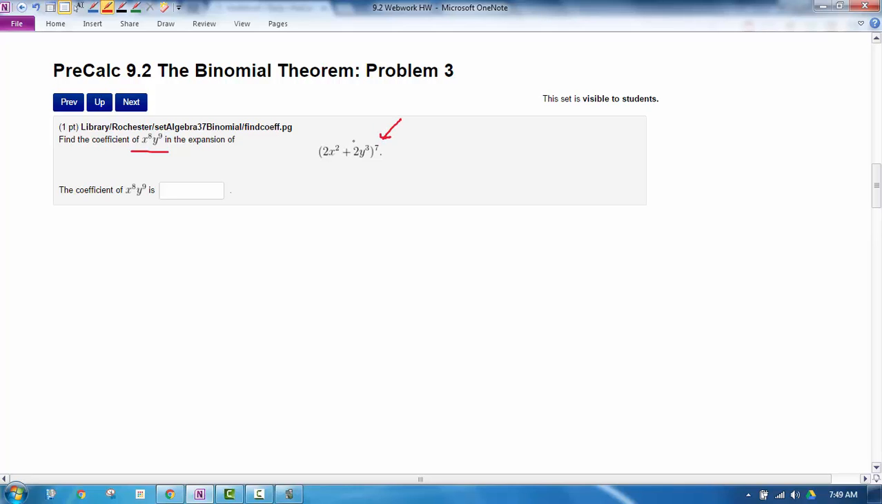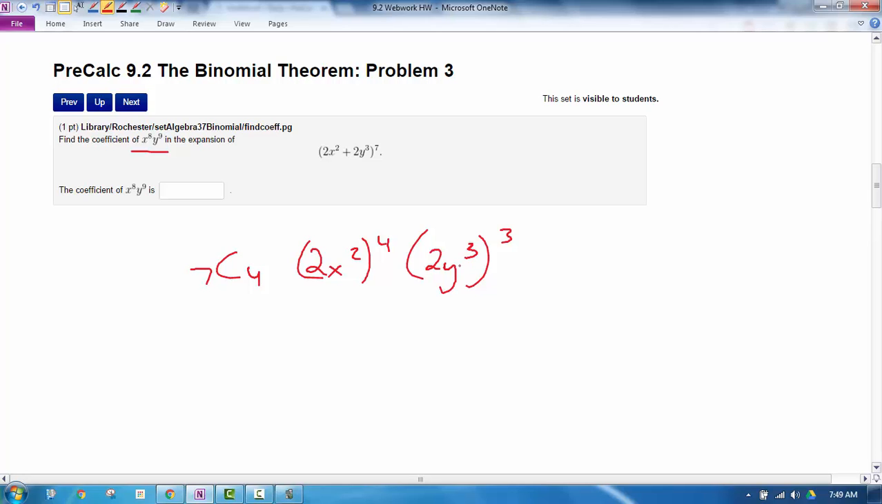But this is a 7, and these already have powers here. So you have to think about what I would raise 2 to get 8. If I took this term and raised it to the 4th power, you'd multiply the exponents and get that 8. So that's the key, because then the next one, 2y cubed, would be to the 3rd power if you follow the pattern of the binomial theorem. And the coefficient would be 7c4 or 7c3, either way, because it's symmetric like we said.